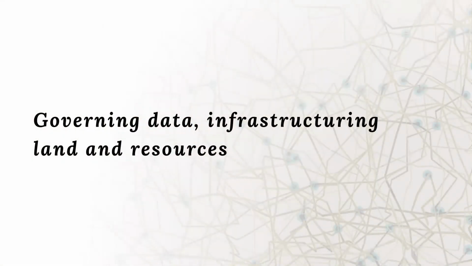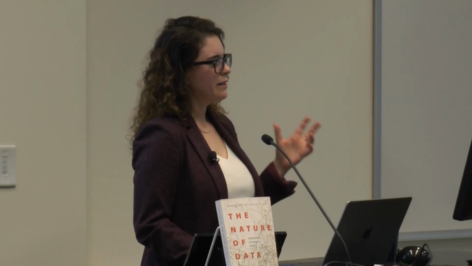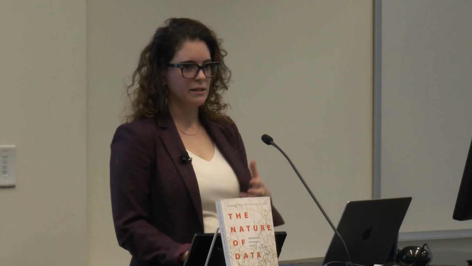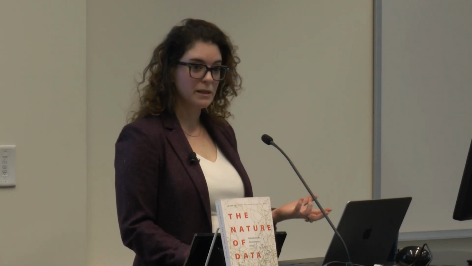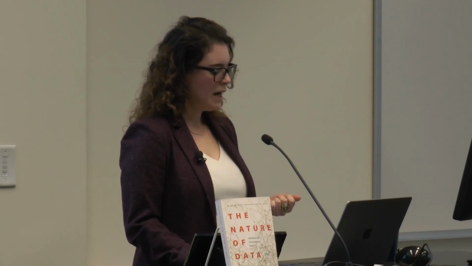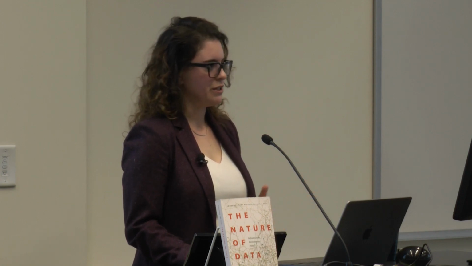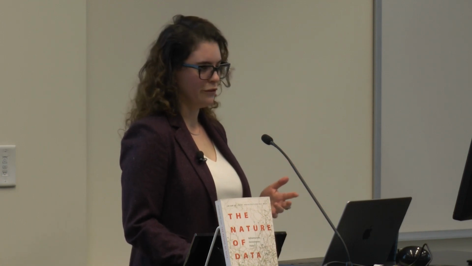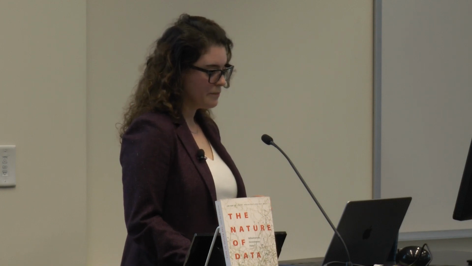And then the third section of the book, Governing Data, Infrastructuring Land and Resources. So these chapters highlight the contradictory role that data plays in contemporary resource governance, right? So this is basically observing that on one hand, we have a rise in authoritarian and anti-science governments that have come to power around the world. And they're often justifying their actions, right, through appeals to nationalism, kind of proto-fascism, or racism.